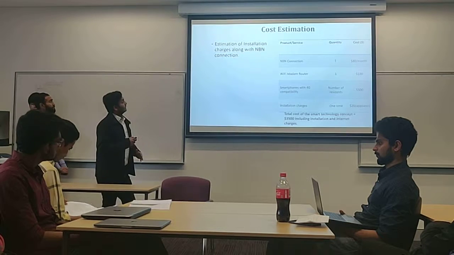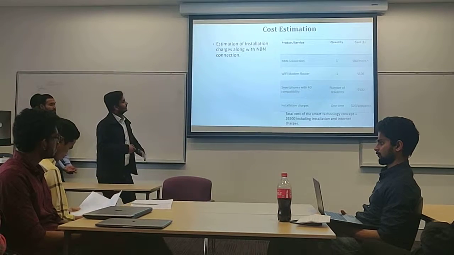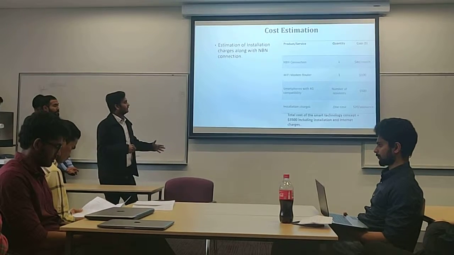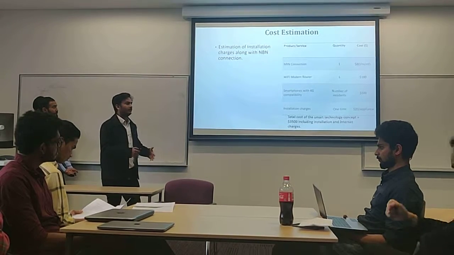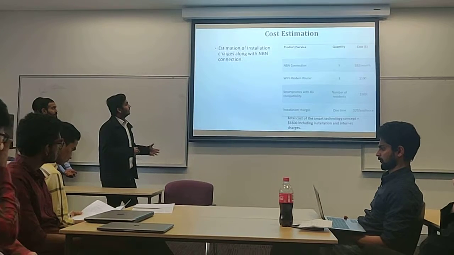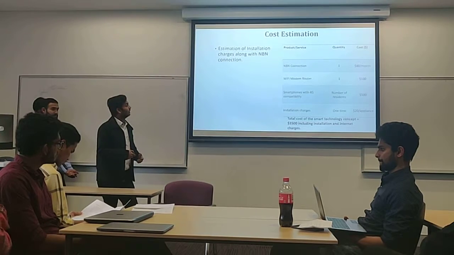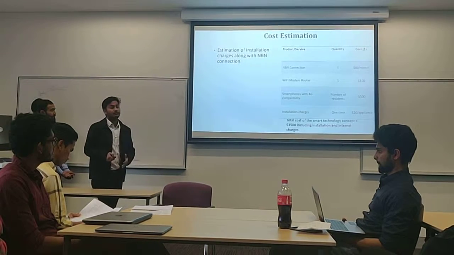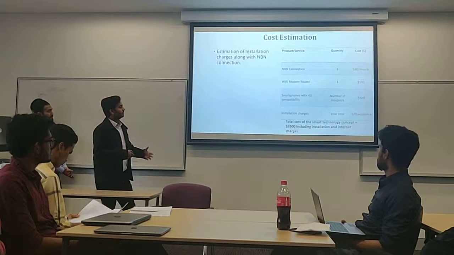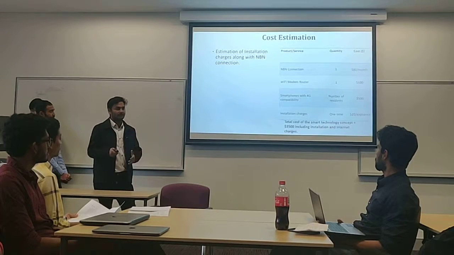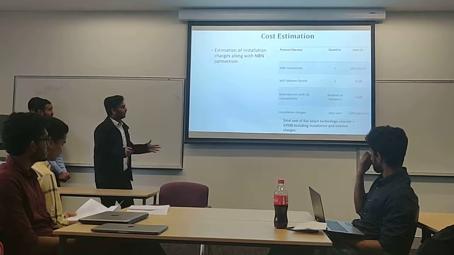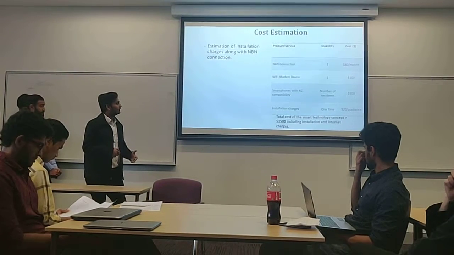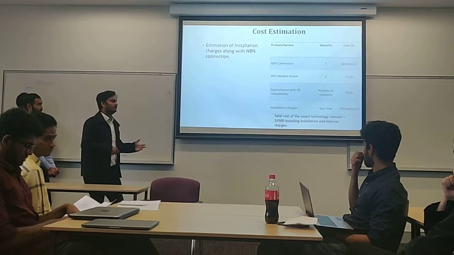And these are the cost estimations of the installation as well as the ambient connection. So we are assuming the ambient connection cost is around $80 per month. It depends on the requirement of the customers. And the Wi-Fi modem costs around $100, depending on the range. And the installation charge is a one-time installation, which is around $20 for each and every appliance. And the overall smart technology cost, which includes installation as well as the products, is approximately $3,500.